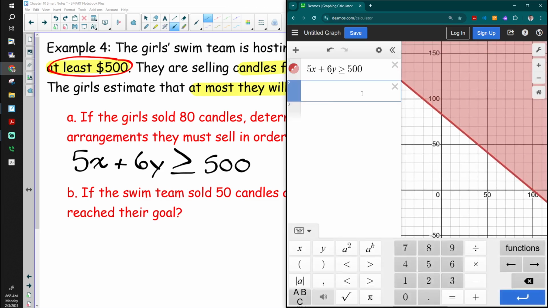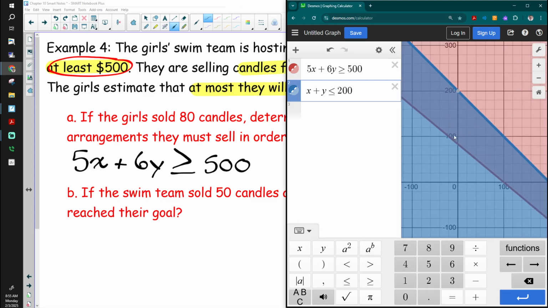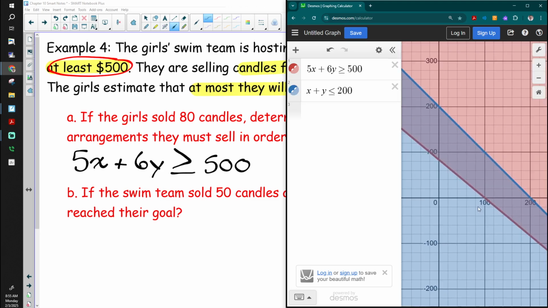My second one, x plus y, what was it? Less than or equal to 200. Here's what my graph looks like. I got my red and my blue. My solutions are anywhere where blue and red intersect, anywhere inside of here.